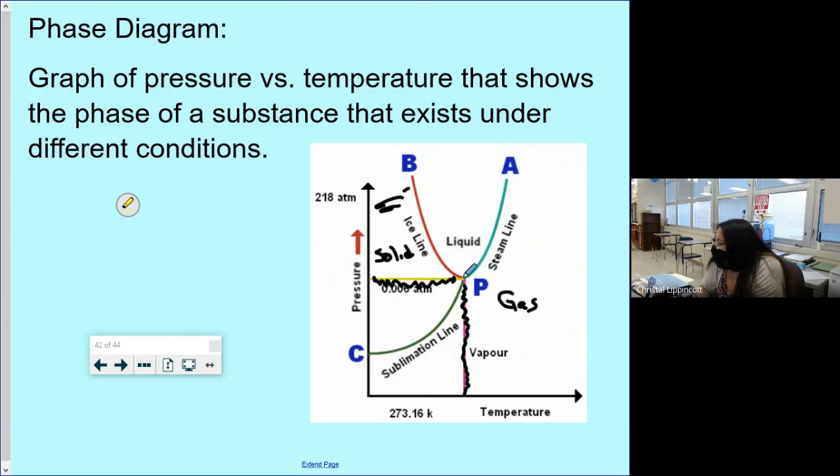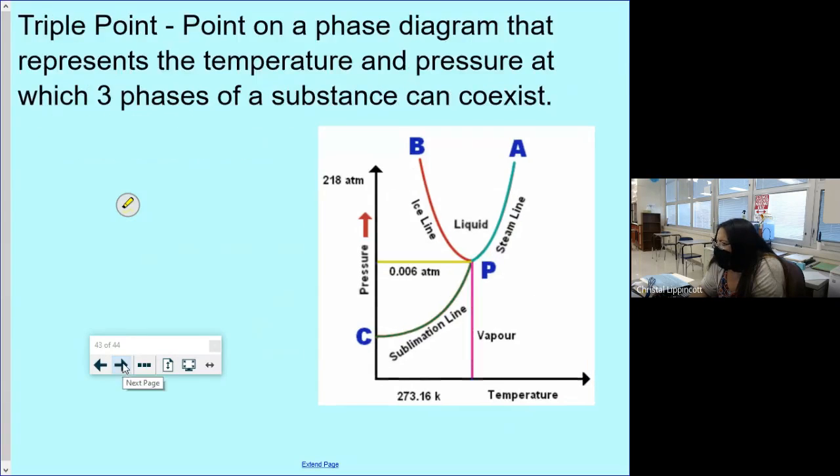Okay? Now, this point right here, where all three phases can exist at the same time, that is known as the triple point. So the point here where all three phases can exist at the same time is the triple point. Let me see if I can find a YouTube video on that. I used to have one that I would show. It's kind of cool.